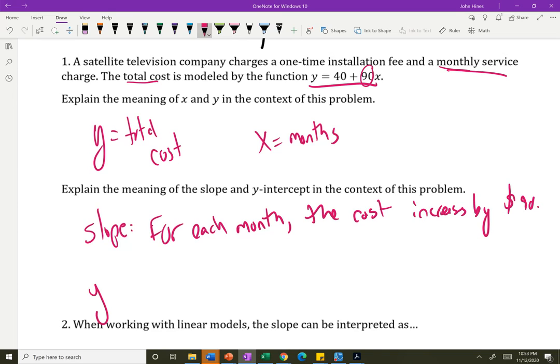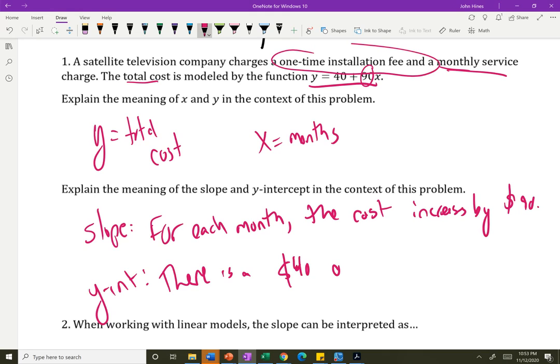The y-intercept, I'm going to use their words. The monthly service charge is the slope. That's the one-time installation fee. There is a $40 one-time install fee. Notice I'm talking about it in the context of the problem, which means I'm going back up here to the top and using their words.